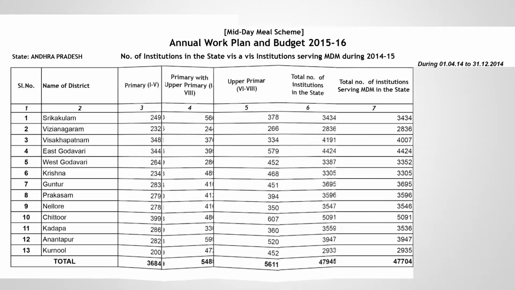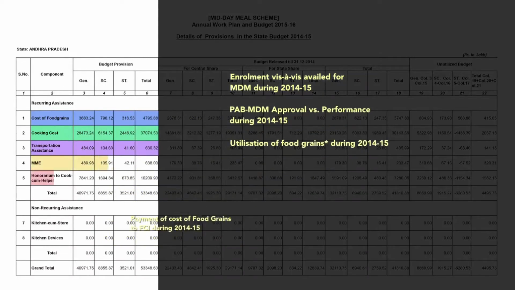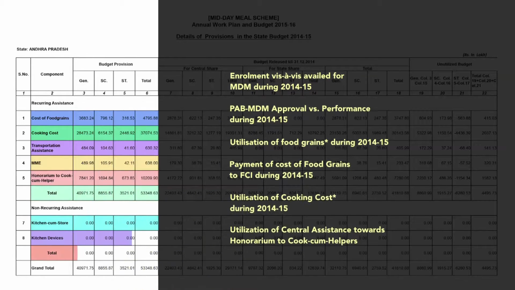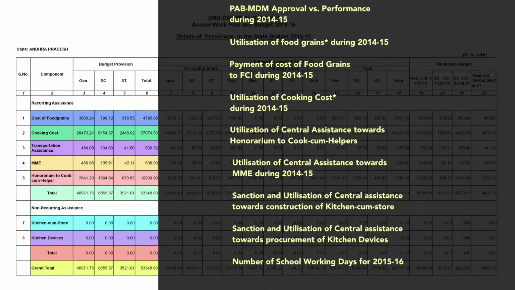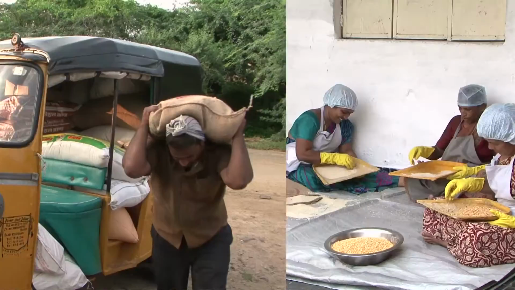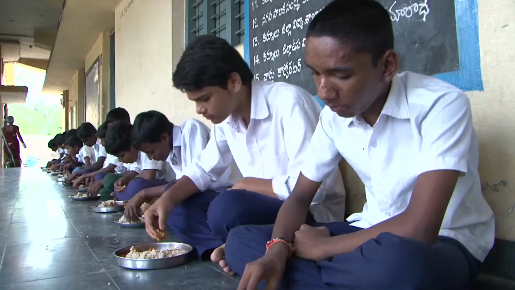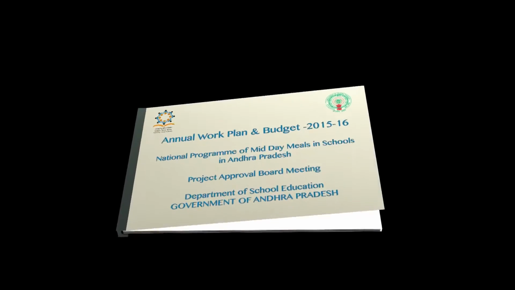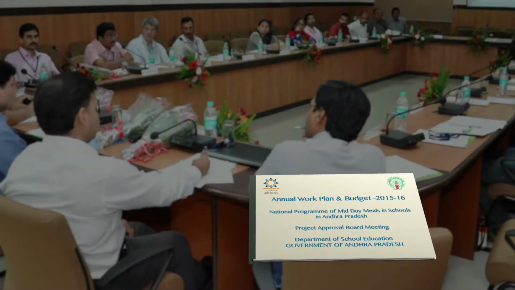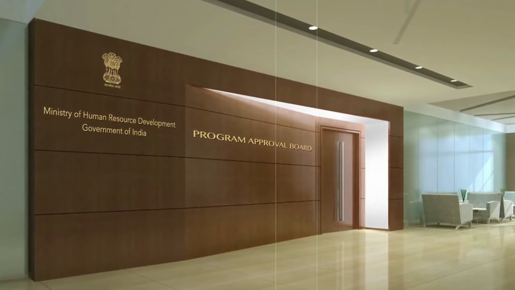The budget is aggregated at the state level. This is done to delineate requirements at each level so as to ensure that budgets get approved and arrangements are done over the year to ensure smooth delivery of MDM at the school point. The state annual work plan and budget is then submitted to the Program Approval Board, Ministry of Human Resource Development, Government of India.